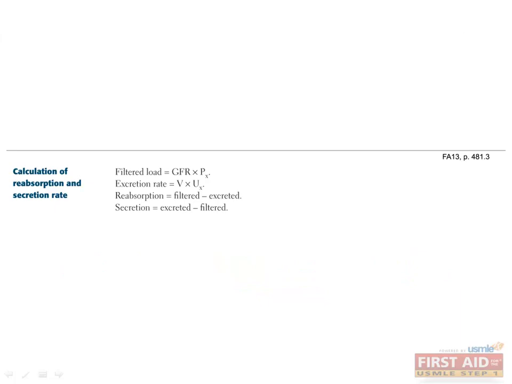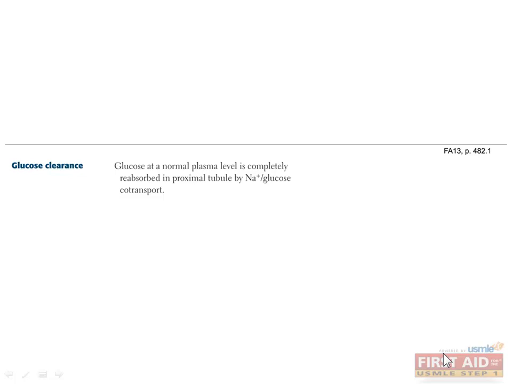Using the equations listed here, you can calculate how much of a substance gets filtered through the kidney and how much gets excreted. If there is more being excreted than filtered, then somewhere along the nephron there must have been net secretion. On the other hand, if more of it is being filtered than excreted, somewhere along the nephron there must have been net reabsorption. With those concepts under our belt, let's move on to 2 specific substances where it's very important to know how the kidneys are handling them.